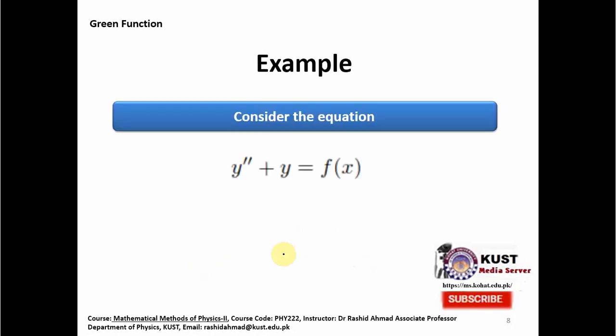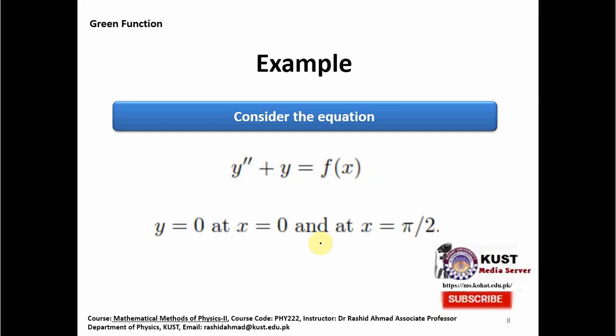Now we consider another example of a green function to solve a certain kind of second order linear differential equation. But now this equation is a little bit different. Before, we had omega square over here and that forcing function, but now we don't have omega square, we have just y and the forcing function in here. So what we want to do is to solve this equation with the help of a green function.